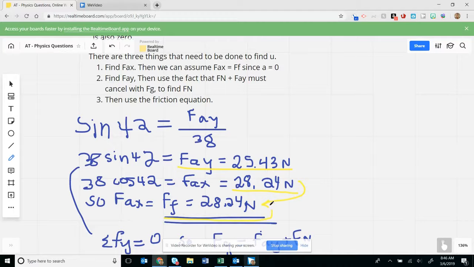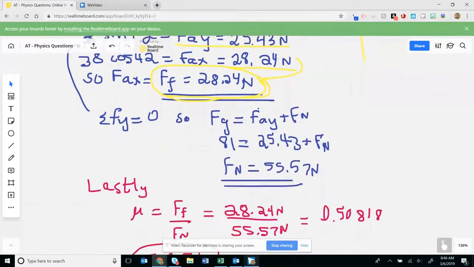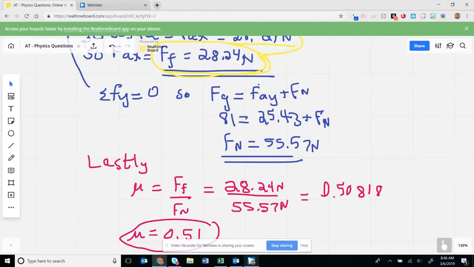So this number is important. I'll use this in the friction equation in a moment, so I'm going to circle that. Then we need to continue on from there. And if I can move the page, what I was saying earlier is that the forces in the y direction have to balance out too.